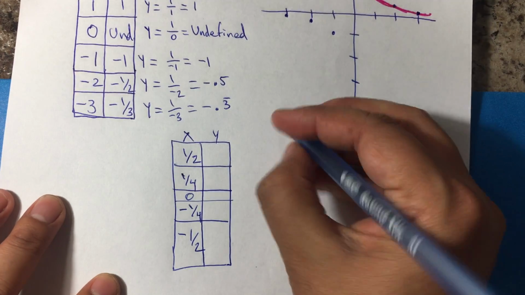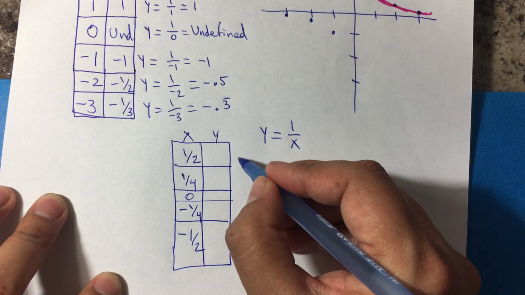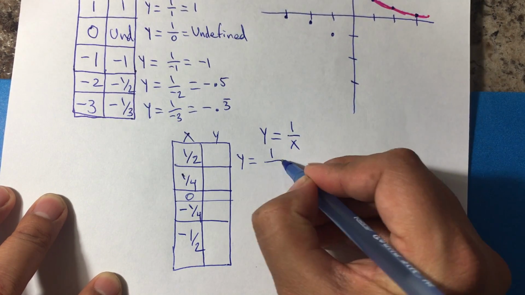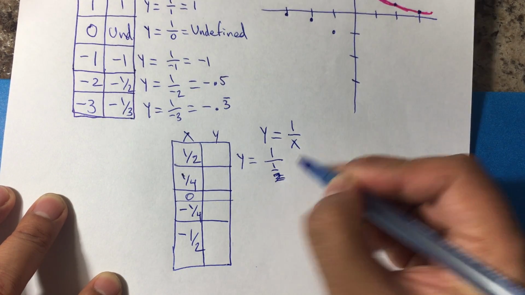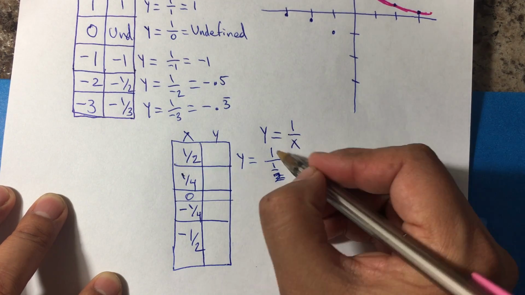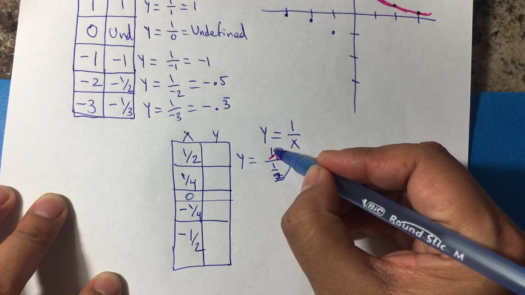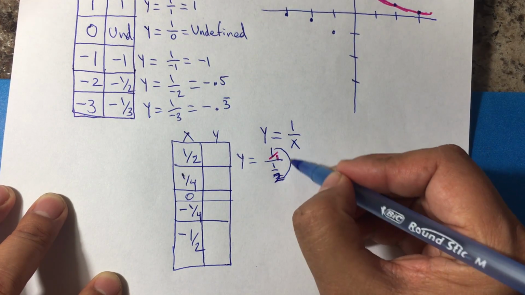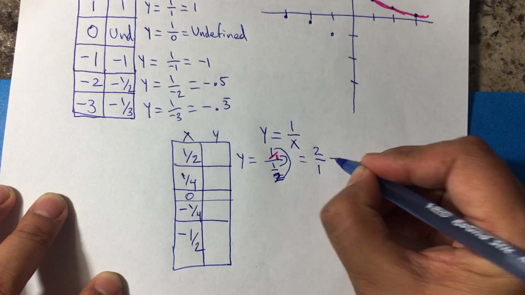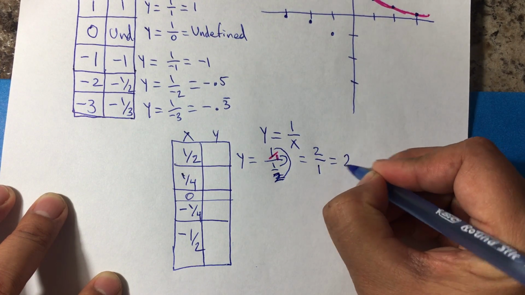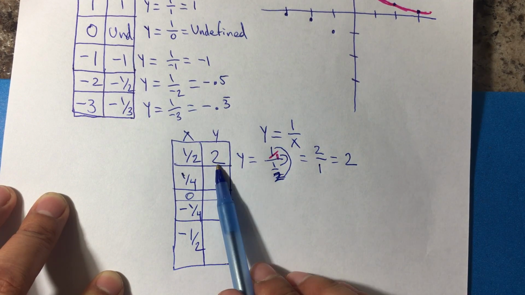And so we plug in again. Our function was 1 over x. So y equals 1 divided by 1/2, right? We're just dividing by the value of x. When we're dividing a whole number by a fraction, just put it over 1 and multiply the outer part. So 1 times 2 goes in the numerator, and 1 times 1 is 1. And 2 divided by 1 is 2. So when x is 1/2, y will be 2.